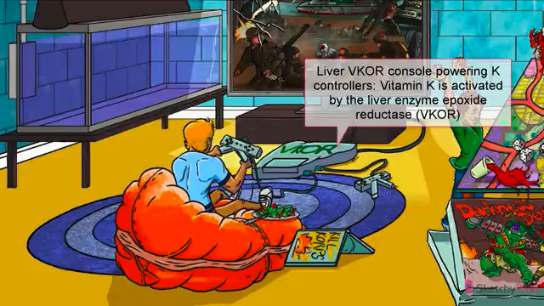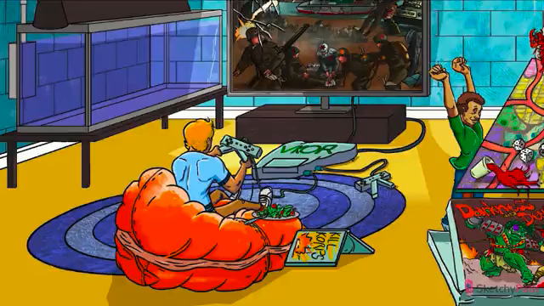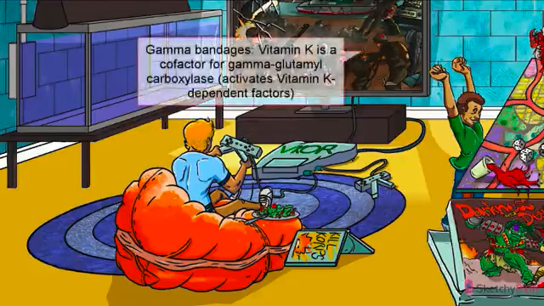Once activated, vitamin K acts as a cofactor for gamma-glutamyl carboxylase, which allows all of the vitamin K-dependent factors to do their thing. That's why, if you look back at the screen, the medic is putting gamma bandages on the coagulation factors, so they can keep fighting. That's gamma for gamma carboxylation. Check out the warfarin sketch for more details about the function of vitamin K.